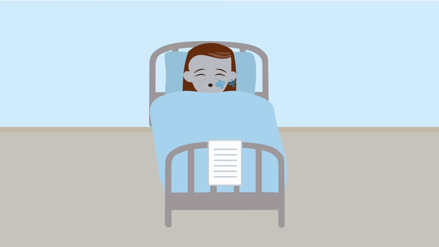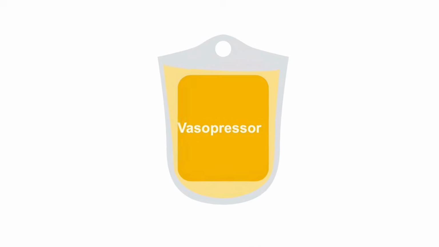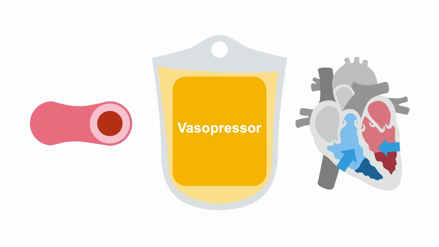A common approach in shock management is to deliver volume if required, followed by vasopressors if there is not an adequate response in blood pressure or cardiac output. In addition to increasing blood pressure by constricting blood vessels, vasopressors also increase cardiac output by strengthening the heart's contractions, which is referred to as increasing cardiac inotropy.